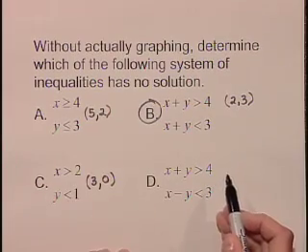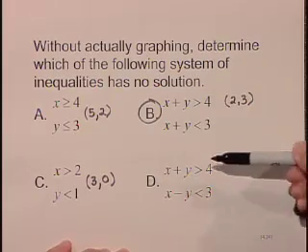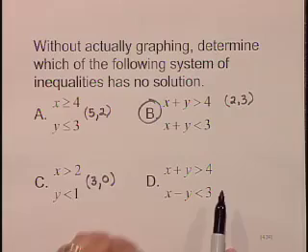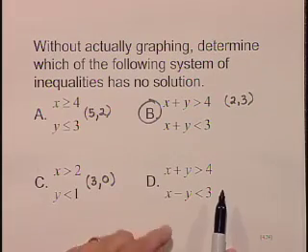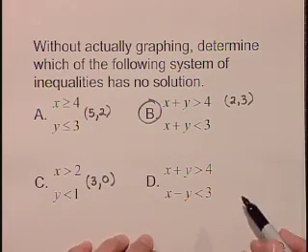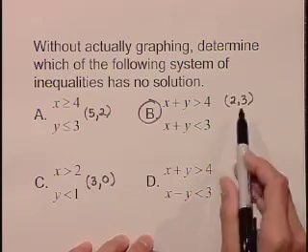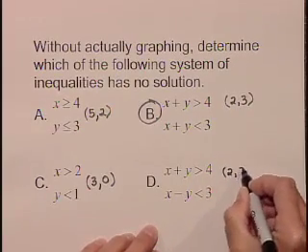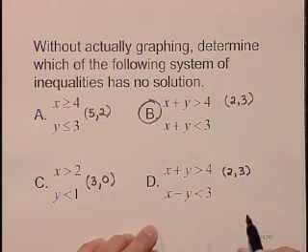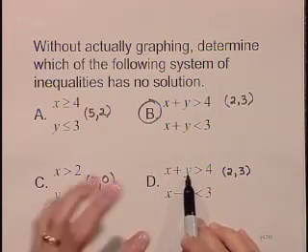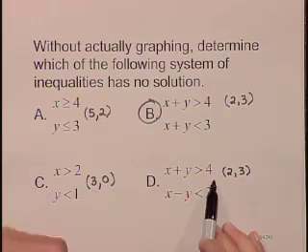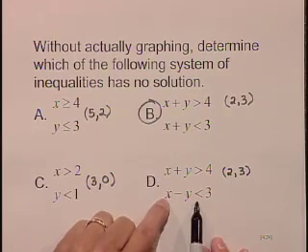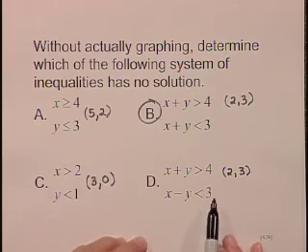In looking at part D, this one's similar to B, but notice we have x plus y and then x minus y. There's the difference. Let's see if we can find a point that satisfies this system. If we use, let's say, 2 and 3 again, x equal 2 and y equal 3, is 2 plus 3, or 5, greater than 4? Yes, indeed. Is 2 minus 3, or negative 1, less than 3? Yes, it is.